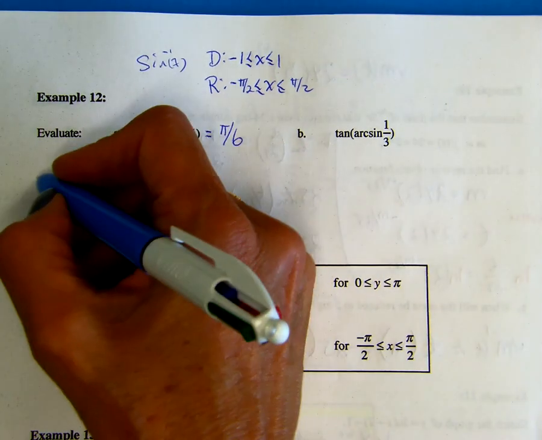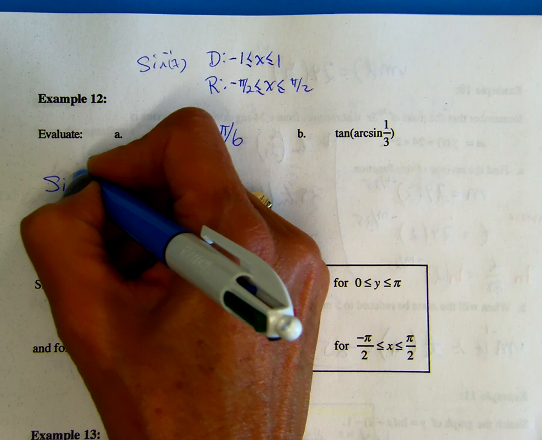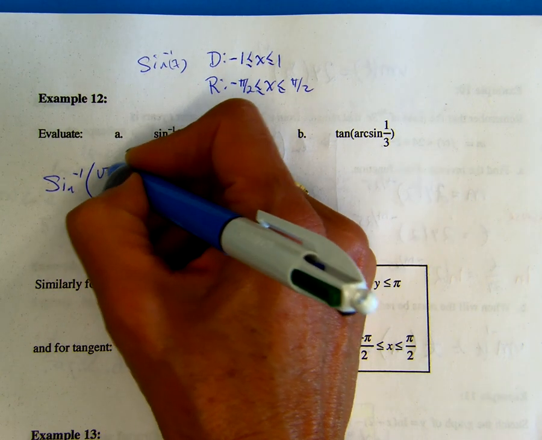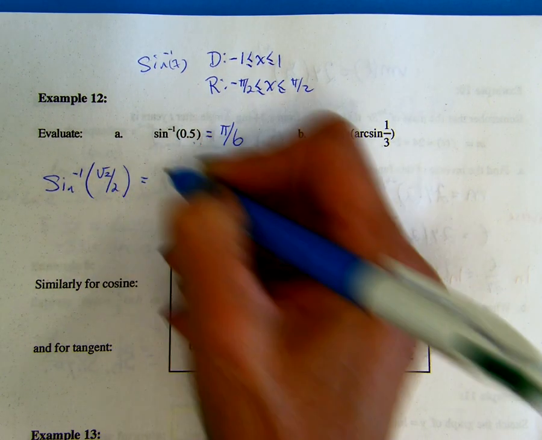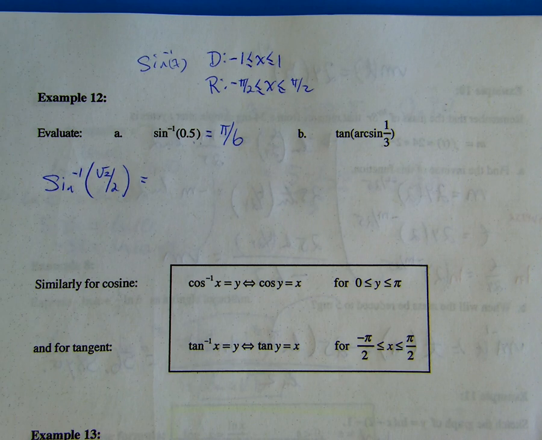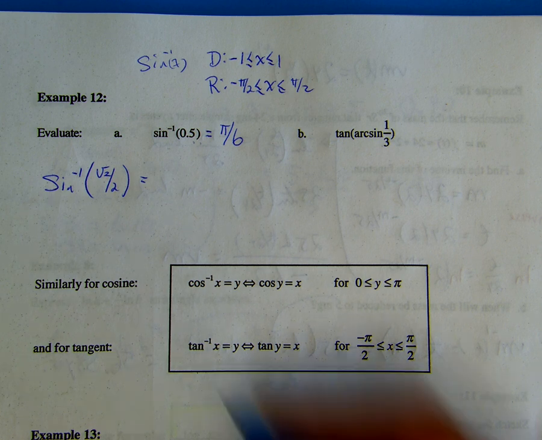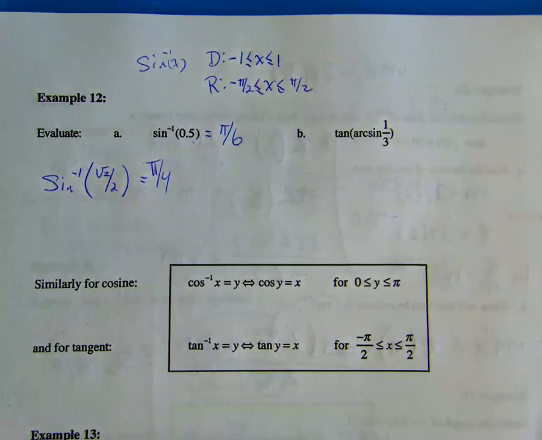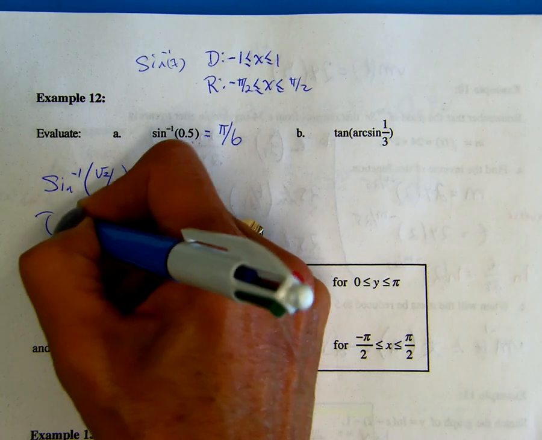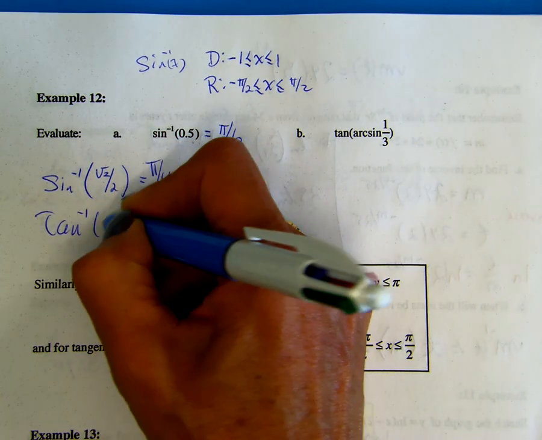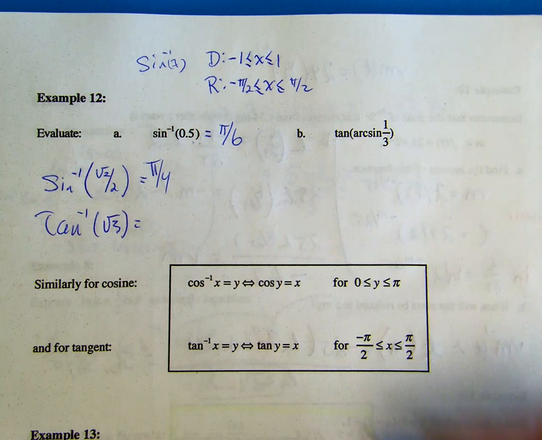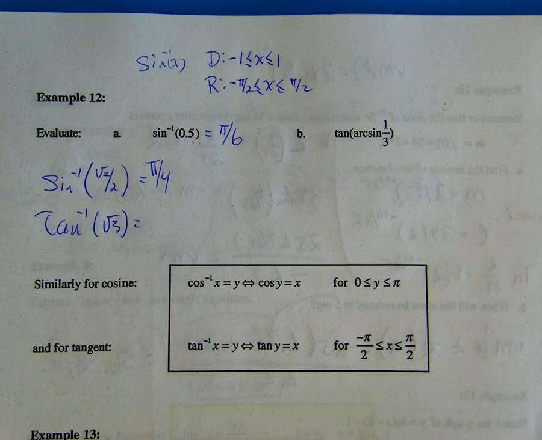Okay, here's another question. What is sine inverse of √2/2? What angle has a sine of √2/2? π/4. And what is tan inverse of √3? What angle has a tangent of √3?